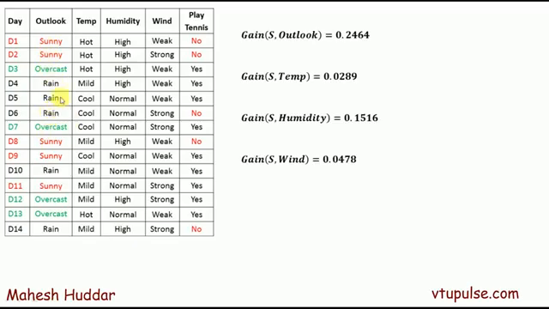And the second thing is whenever I consider Outlook is equivalent to sunny, we have only 5 times sunny appearing. That is in D1, D2, D8, D9 and D11. Only these 5 examples we need to consider. When it comes to overcast, we need to consider D3, D7, D12 and D13. When it comes to rain, we need to consider D4, D5, D6, D10 and D14 in this case. So these are the things we need to consider.